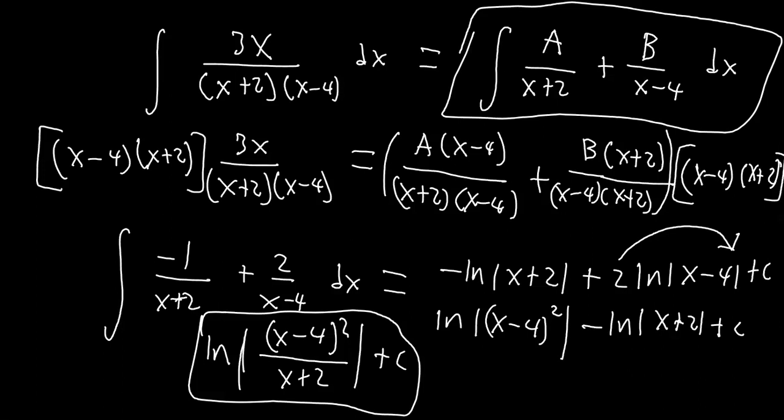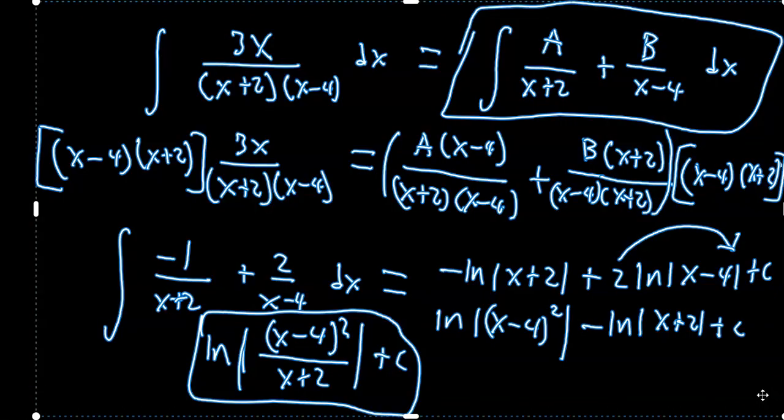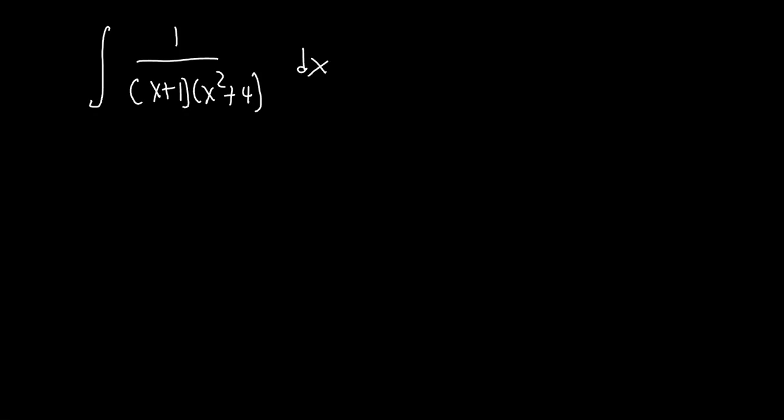Now, let's move on to the next integral. This one is a bit harder, because this time we're going to make use of quadratics. It's the integral of 1 over x plus 1 times x squared plus 4 dx. Here we have an x squared plus 4 times x plus 1.